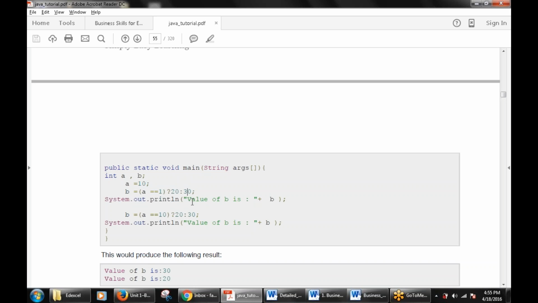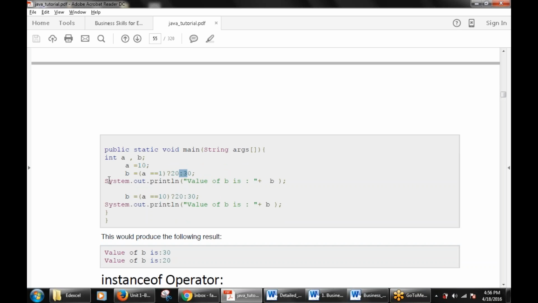Now a is not 1. Why is it not 1? Because a has a value 10, that is already given. But we check for only 1. That is not true. So whenever the condition is false, then go to the next part, and in the next part the value that is given is 30. Because the output is 30, it is printed in the next line, that is System.out.println value of b is 30.